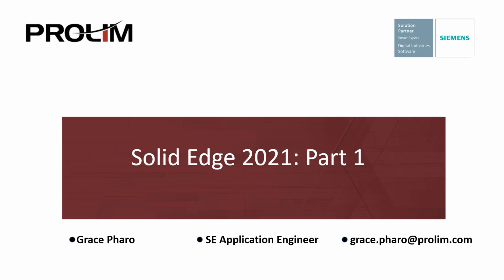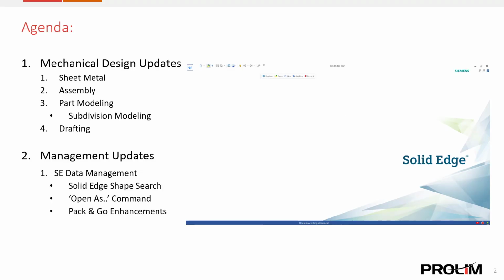So just to get started, we're going to look over this agenda real quick. We are going to be looking at mechanical design updates, sheet metal, assembly, part modeling, and that has the highly anticipated subdivision modeling, as well as drafting. And then we're also going to look at management updates, so Solid Edge data management. We're going to look at the shape search as open command pack and go enhancements. There are going to be a lot of hands-on demonstrations and some just explaining with slides. So let's go ahead and get started.